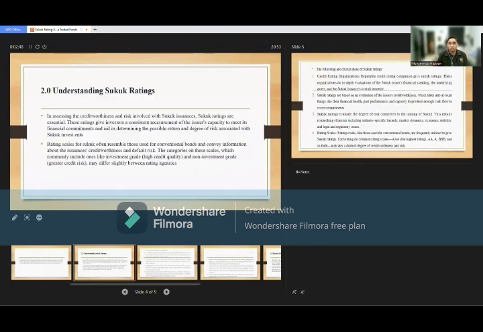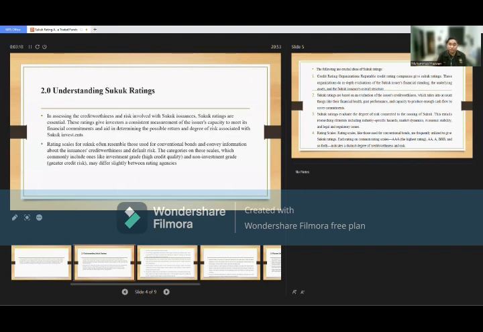So we go to how to understand Sukuk rating. In assessing the creditworthiness and risks involved with Sukuk issues, Sukuk ratings are essential. These ratings are an investor's consistent measurement of the issuer's capacity to meet its financial commitments, and they determine the possible return and also the degree of risk associated with Sukuk investment.